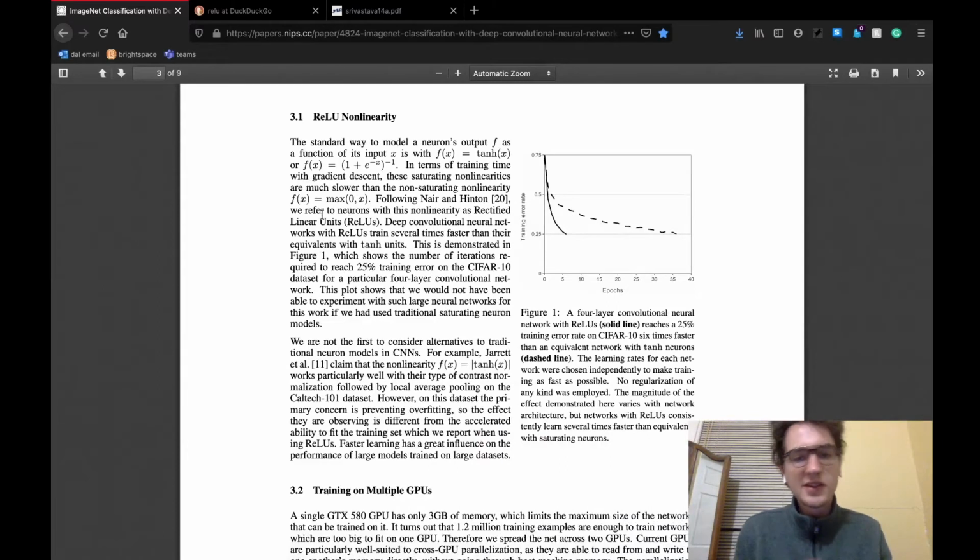The first key feature that I want to talk about is known as ReLU nonlinearity. ReLU basically means rectified linear units. Sigmoid and tanh activation functions are much slower than this ReLU activation function during gradient descent.